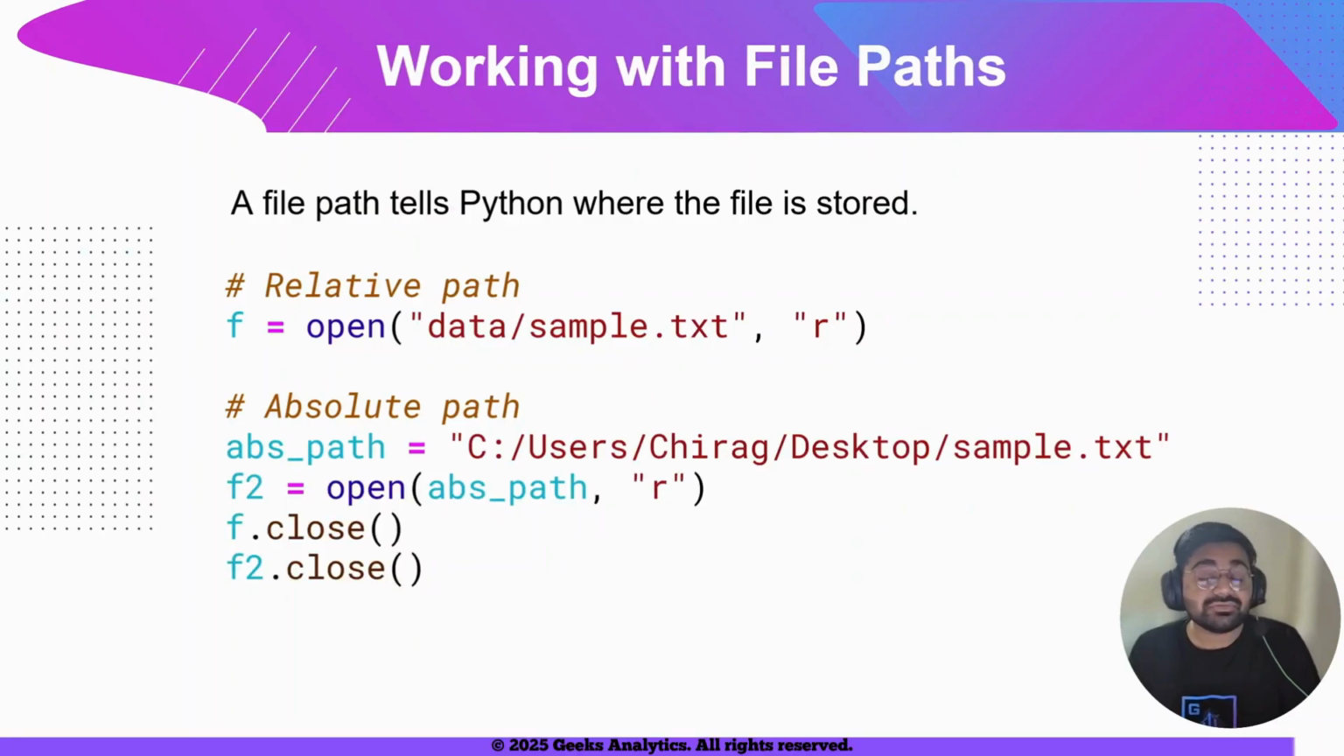Then, working with file paths. A file path in Python tells where the file is stored. There are two types of file paths: one is a relative path and one is an absolute path. A relative path defines where the file is relative to the current location, and an absolute path defines the overall exact location starting from your C drive or D drive.